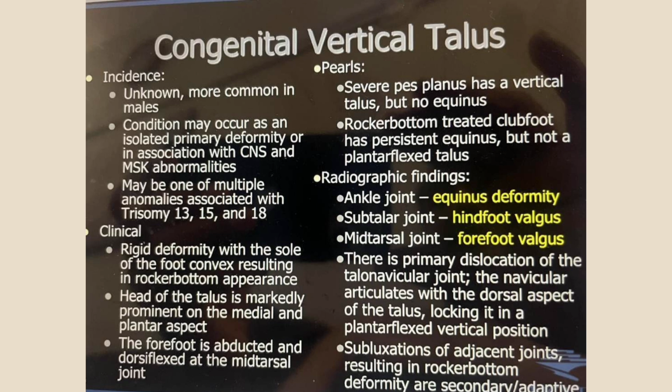The radiological findings are equinus deformity, hindfoot valgus, and forefoot valgus. There is a primary dislocation of the talonavicular joint, with the navicular articular surface on the dorsal face of the talus, locking it in a vertical position on the plantar surface. Subluxation of the adjacent joints results in the rocker bottom deformity.